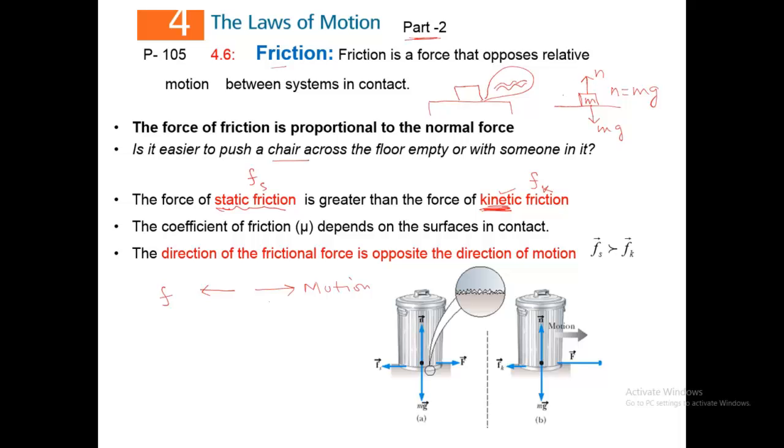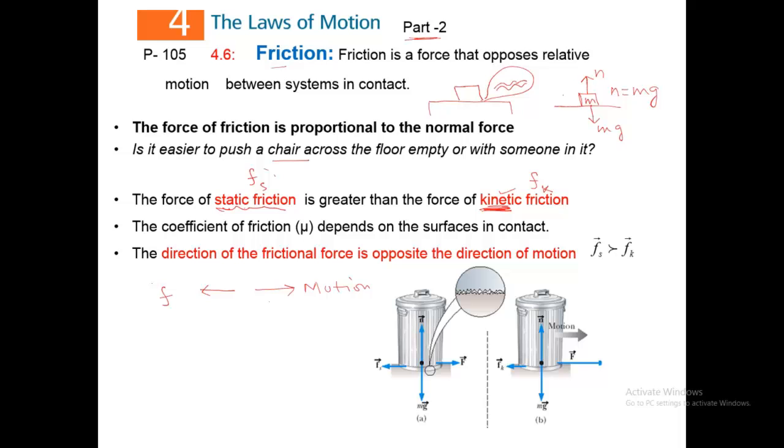You see, as we have seen in the beginning of this chapter, whenever you are applying a force, we use capital F, but for the force of friction we use small f. With subscript S for static force of friction, and f sub K for kinetic force of friction when the object is moving. When it is at rest, it is static force of friction.